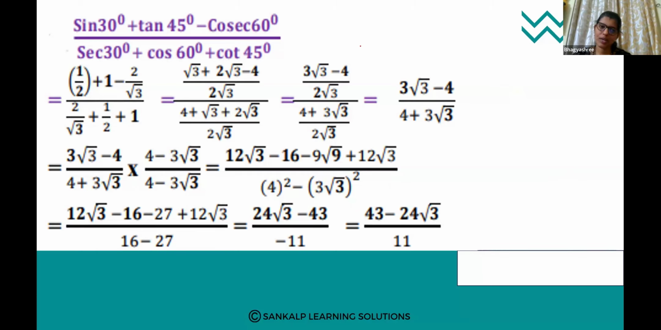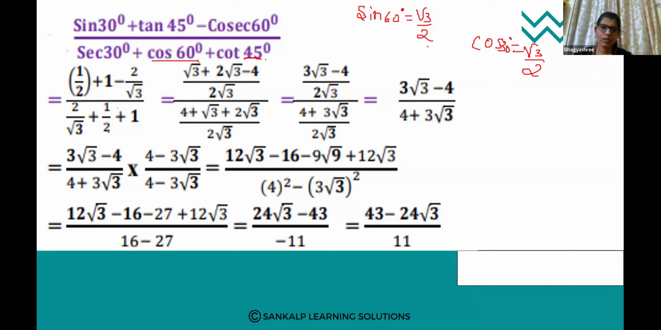Sin 30 degree. What is the value of sin 30 degree? 1 by 2, right? 1 by 2 plus tan 45 degree 1 minus cosec 60 degree. Sin 60 degree is root 3 by 2. So cosec 60 means 2 by root 3, right? Divided by sec 30 degree. Cos 30 degree is root 3 by 2. Then sec 30 degree is 2 by root 3. Plus cos 60 degree is 1 by 2. Plus cot 45 degree. Tan 45 degree is 1. Cot 45 degree is also 1.